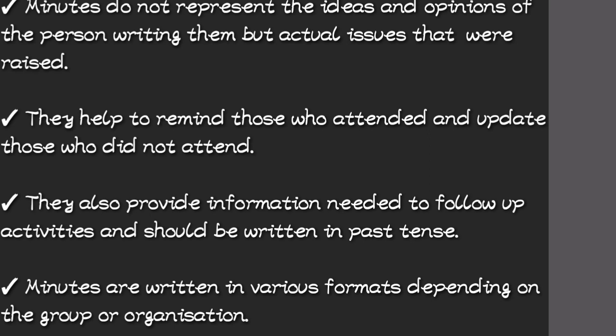Minutes help to remind those who attended about what transpired in the meeting and also update those who didn't attend. They also provide information that is needed to follow up activities, and it should be written in the past tense since the meeting already took place. Minutes are written in various formats depending on the group that is writing it or depending on the organization.